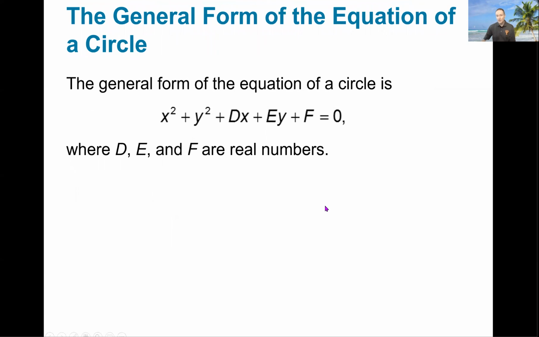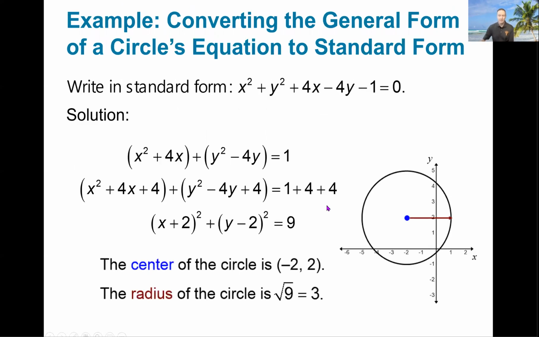Now, we've been looking at the standard form of a circle. Let's talk about the general form. The general form of any equation is going to put all constants and variables on one side and has a 0 on the other. So the general form is x squared plus y squared plus some number d times x plus some number e times y plus some number f is equal to 0. Now, how could we work with an equation in that general form to find out where the center and radius of the circle is?